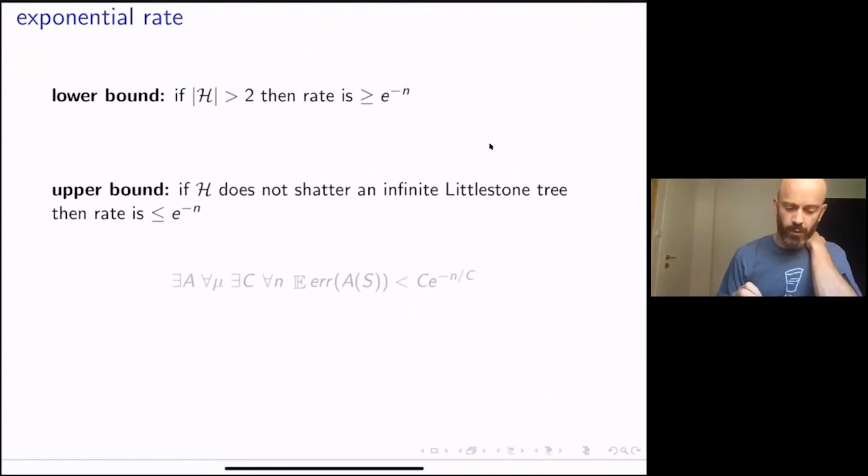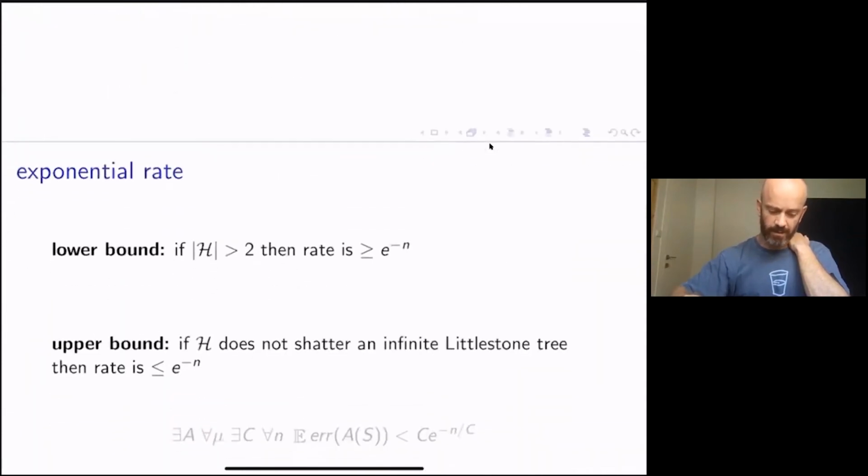So to prove this, we need to do two things. First, to prove that if H shatters an infinite tree, the rate is not faster than exponential. This is very easy to prove. It's really an exercise, so I will not do it. And the other, more interesting thing is to prove that if H does not shatter an infinite tree, then there is an algorithm with exponential rate. There is a very good learning algorithm. This is what we want to prove. This is the content in the theorem.